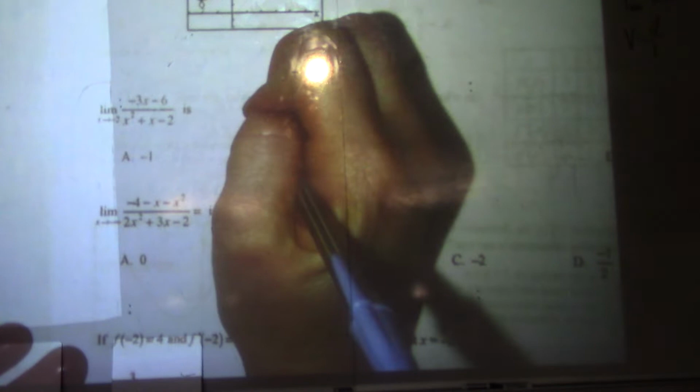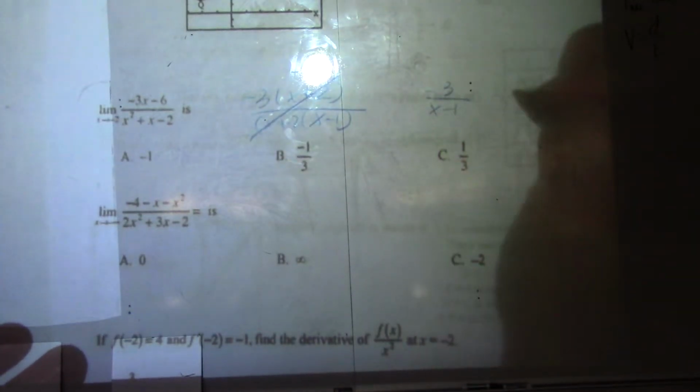Here, if you plug in, you get 0 over 0, so I'm going to factor out x plus 2, x minus 1. That's negative 3 over x minus 1. Now I'm ready to plug in again. Negative 3 over negative 3 is positive 1.